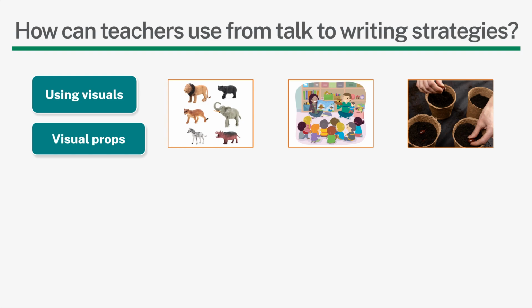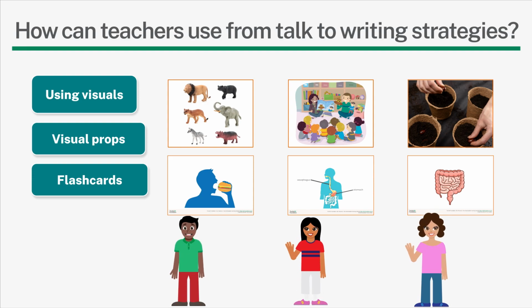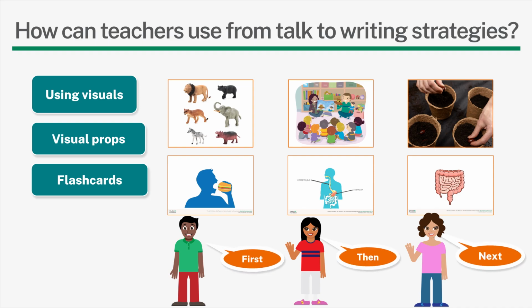Orally sequencing a set of visual flashcards on a specific topic in pairs or as a group will help learners to recall vocabulary, rehearse key language structures, and help to stimulate, encourage and support further talk in preparation for a writing task. This could also include opportunity to practice using sequencing language such as first, then and next.